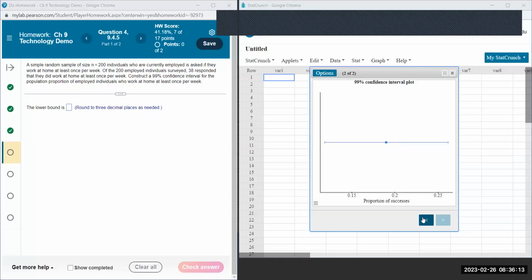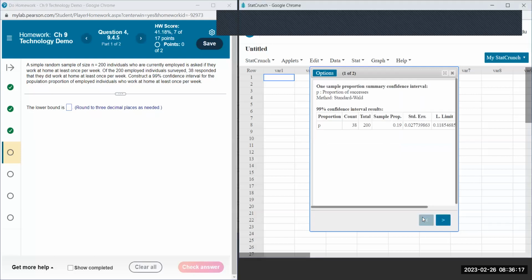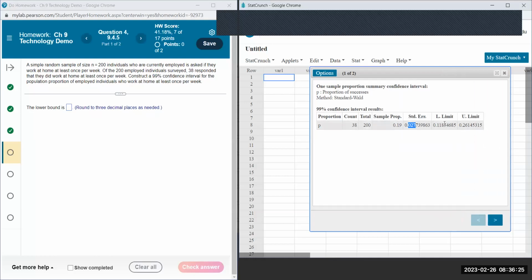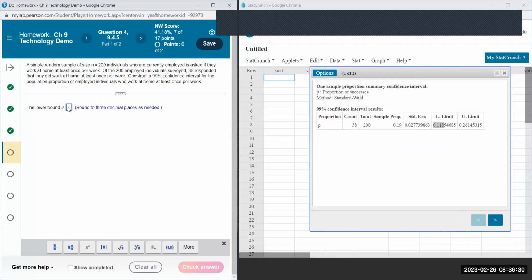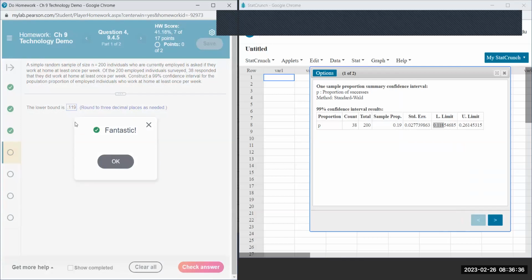So let's go back to the first window here. So the lower bound, round to 3 decimals. I'm looking at the wrong place here. Let me make this better. This point. And then you enter the upper bound.